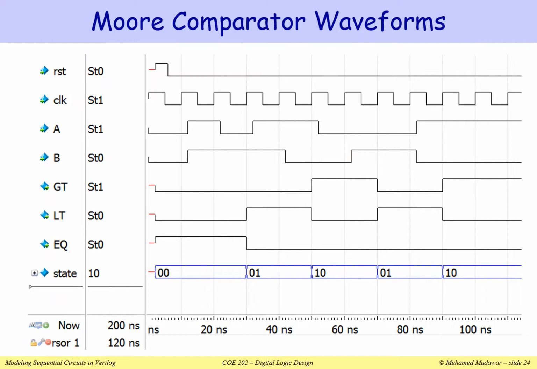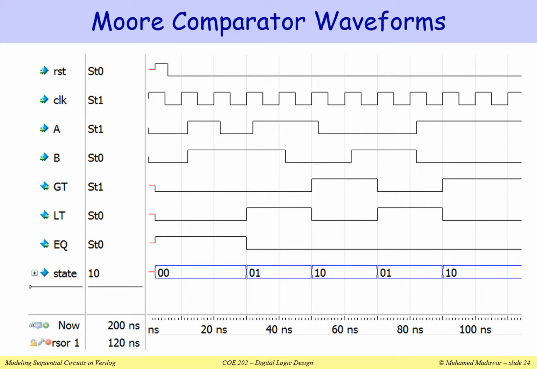Once you have written the test bench, then you can simulate it using any simulator. Here I'm using the ModelSim simulator. I have my inputs, which are reset, clock, A, and B. These are my inputs. And I have my outputs, which are greater than, less than, and equal. In addition to these, I also have a state that appears at the bottom. This is the state of the flip-flops.